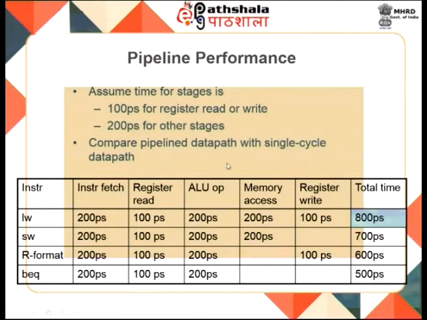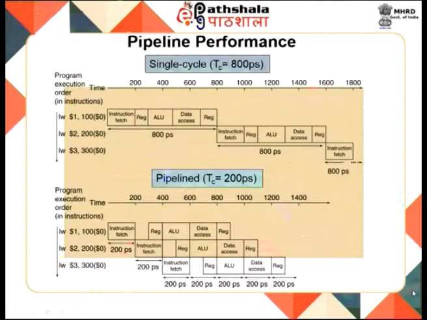We will try to compare the pipeline data path with the single cycle data path, which we are already familiar with. For a load instruction, it takes a total of 800 picoseconds. For a store instruction, it takes 700 picoseconds because it does not need the final register write. An R format instruction takes 600 picoseconds and a branch on equal instruction takes 500 picoseconds. So, for a single cycle implementation, each instruction takes 800 picoseconds. If you look at 3 load instructions here, the first load instruction takes 800 picoseconds, the second takes another 800 picoseconds, and so on.